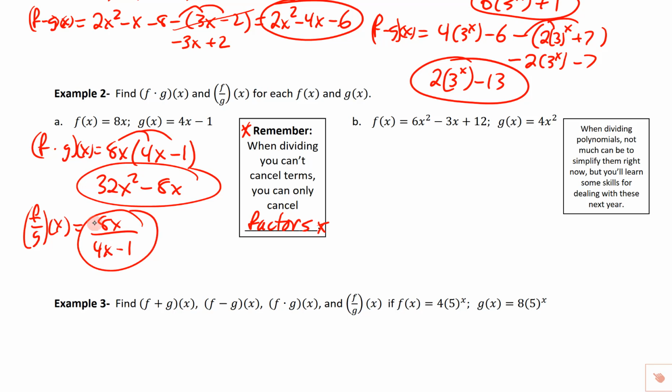Okay, so let's take a look at the next one. We're going to multiply the two of these together. So we're going to do f times g of x. We're going to write down 6x squared minus 3x plus 12.